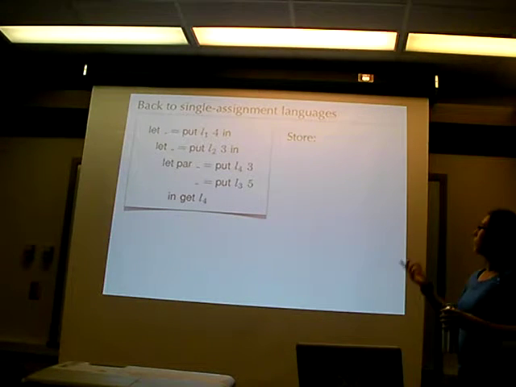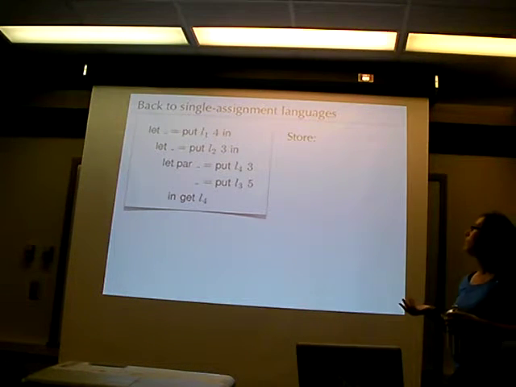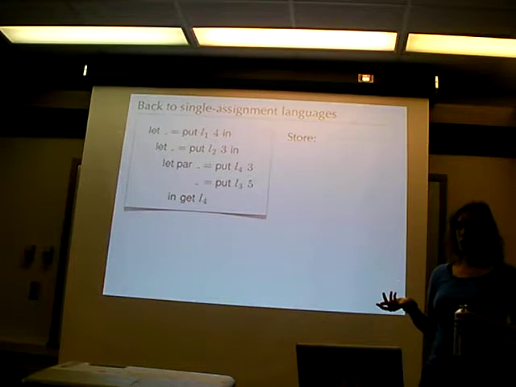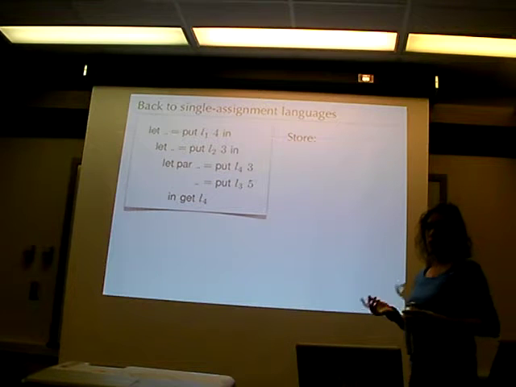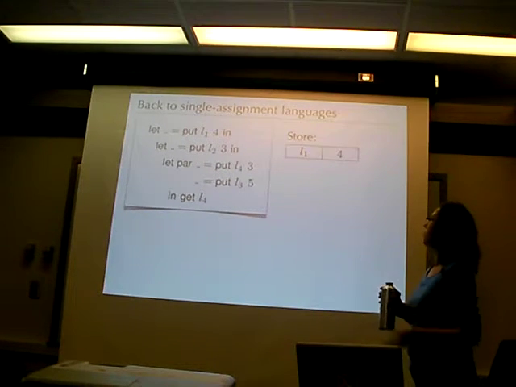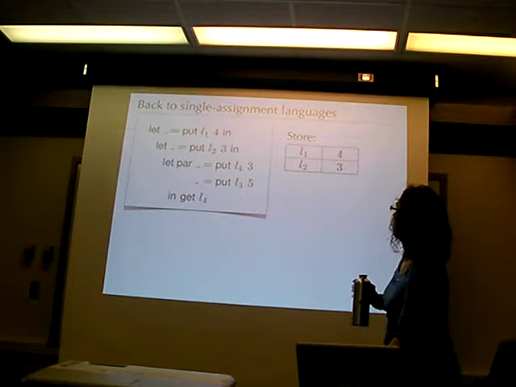So let's consider what happens in this program. And this is just a not particularly interesting single assignment program, just for the sake of example. As this program runs, we have a store, and the store grows. And we store a new location value pair for every put that we do. So we happen to be storing 4 in location L1 and 3 in L2.